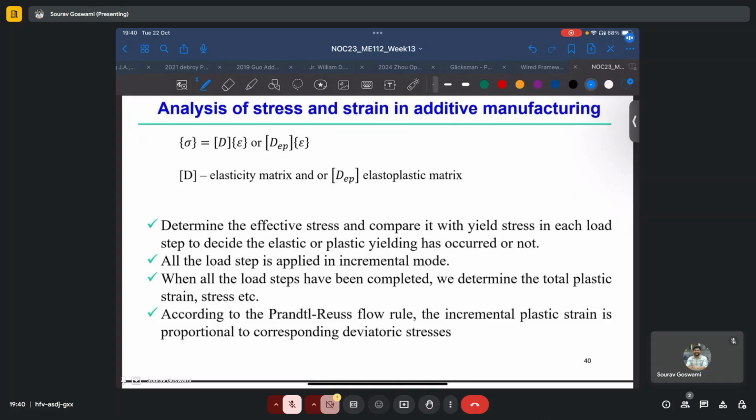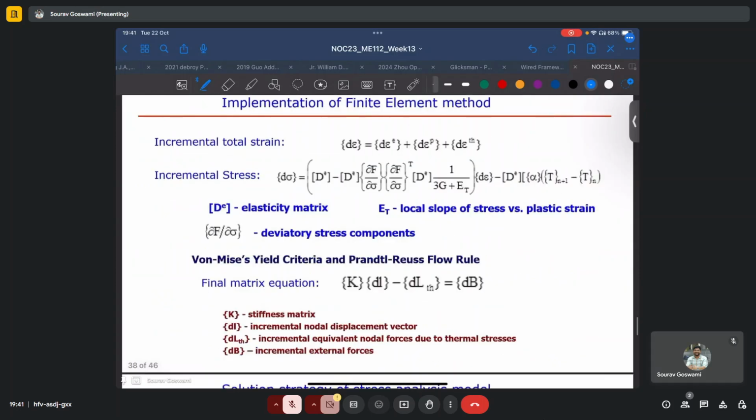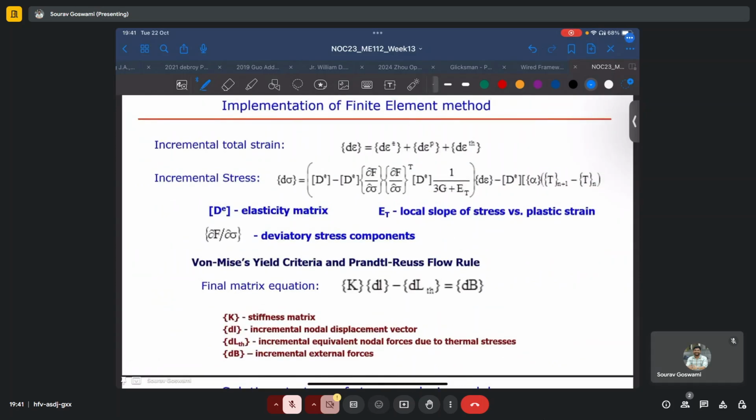This can then be used to determine the effective stress and compare it with yield stress in each load step to decide whether elastic or plastic yielding has occurred or not. The load steps are applied in incremental mode. When all the load steps have been completed, we determine the total plastic strain, stress, etc. And according to the Prandtl-Reuss flow rule, the incremental plastic strain is proportional to the corresponding deviatoric stresses. And how it is typically implemented is shown here.